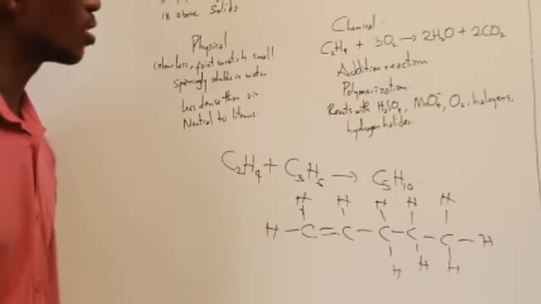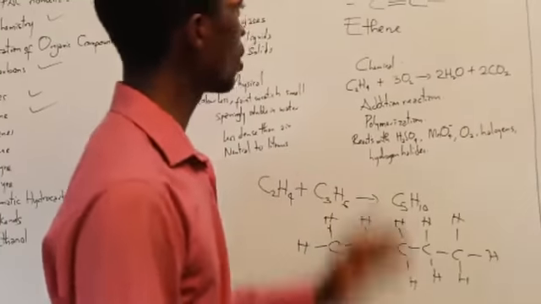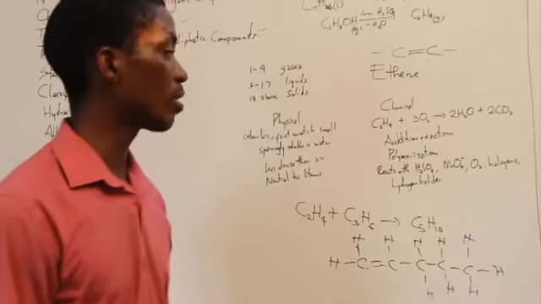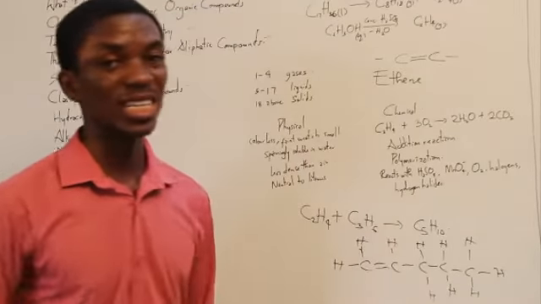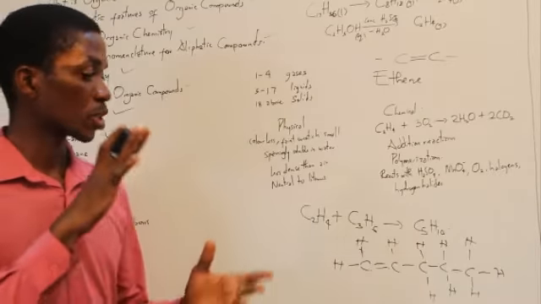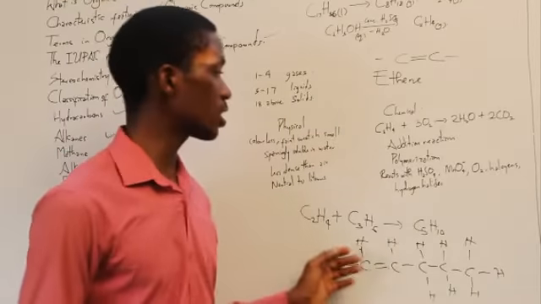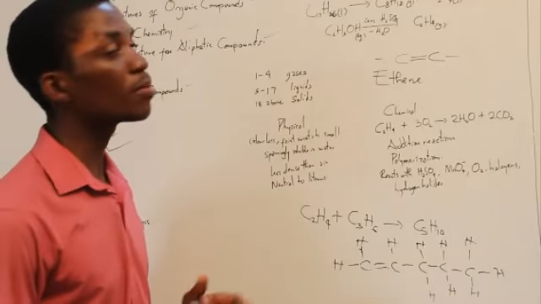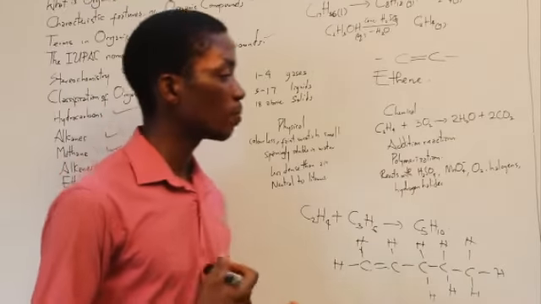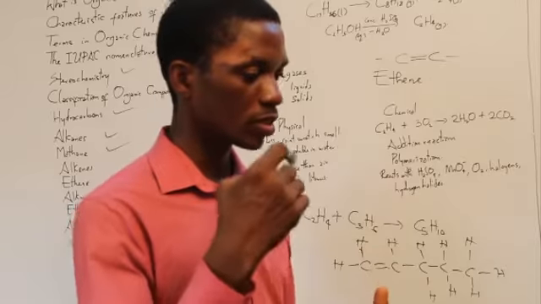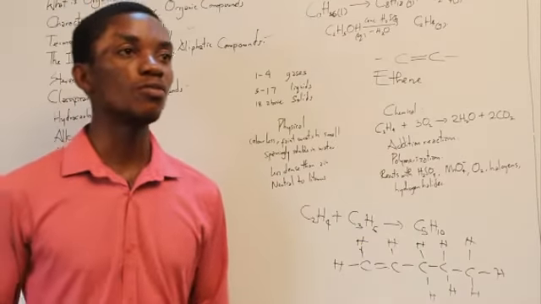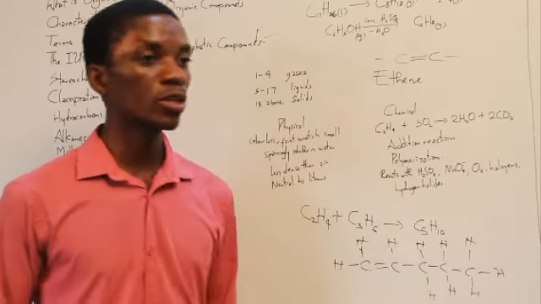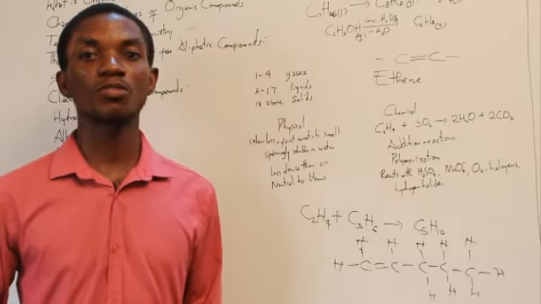So what are the uses of ethane and the alkene family? Generally, they are used in preparing important organic compounds, especially ethane. It's used in the production of PVC, that's polyvinyl compound.